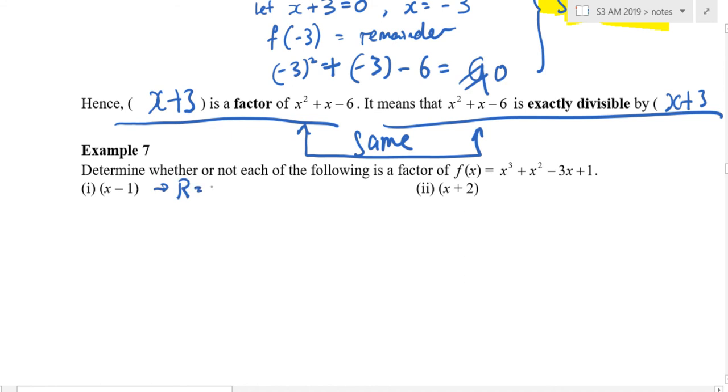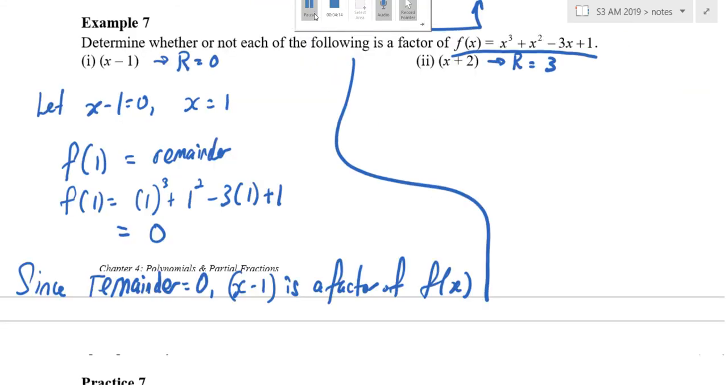So I just want to check remainder equals 0. Remainder equals 3. Of course, this is a wrong presentation. But if I leave part 2 blank, basically it's exactly the same steps. But the conclusion is since remainder is not equal to 0, x plus 2 is not a factor of f(x). Okay, go to the next page.